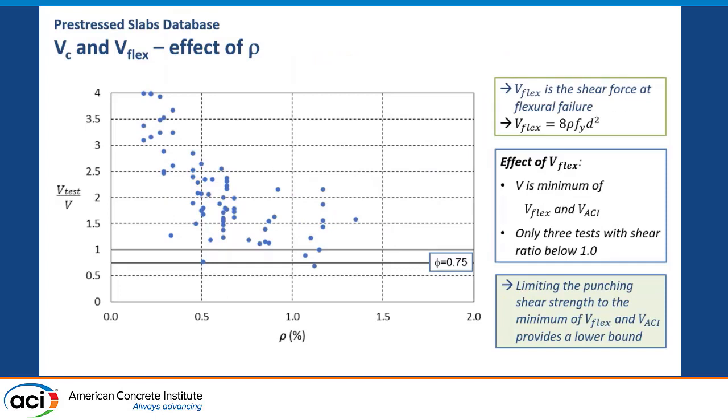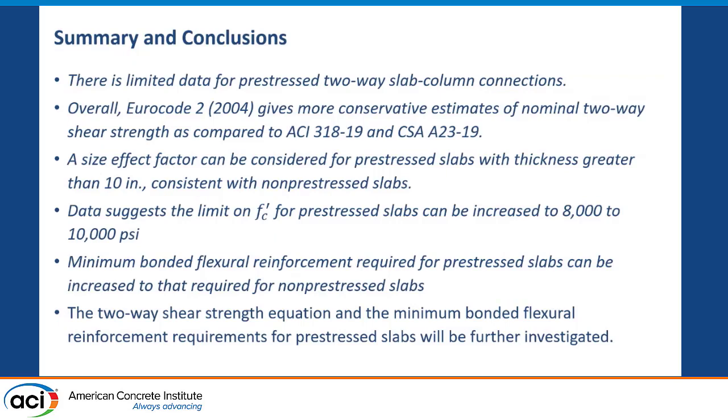Finally, to avoid the punching shear failure, the two-way shear strength of the slab should be greater than the flexural strength. One way of ensuring that could be limiting the two-way shear strength of the slab to the minimum of the shear force at flexural failure and the two-way shear strength calculated using the ACI provisions. Doing so gives a lower bound for all except for the 3 slabs. To summarize, I would like to say that we have a very limited data for pre-stressed two-way slab column connections under direct shear. On comparing different design provisions for different codes, it was found that Eurocode 2 gave more conservative results as compared to ACI and the Canadian code.